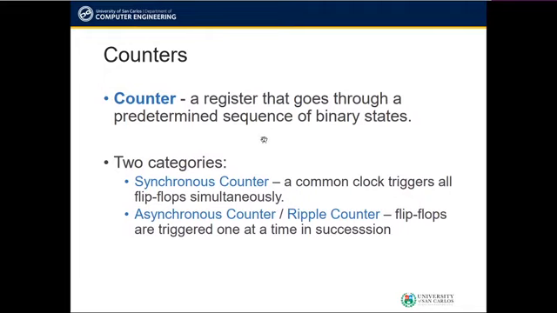One type of register is a counter. You might be quite familiar already with counters from the previous lectures and discussions about flip-flops. Counters will be discussed further in this unit. By definition, a counter is a register that goes through a predetermined sequence of binary states. Counters can be generally categorized into synchronous or asynchronous type. Asynchronous counters are also called ripple counters.